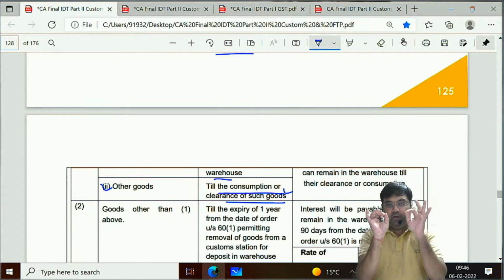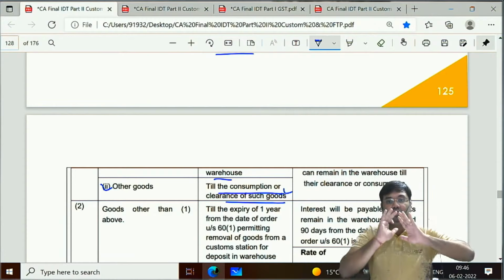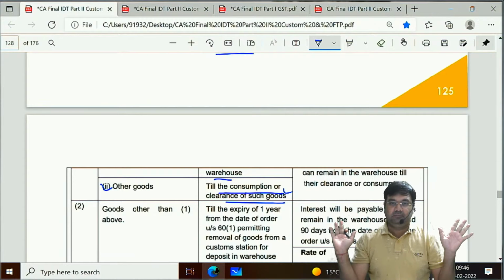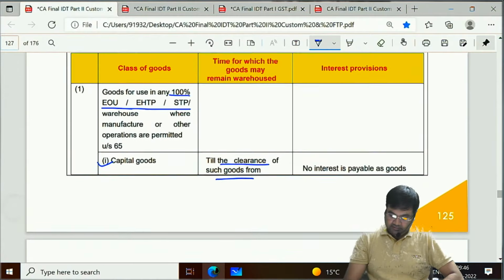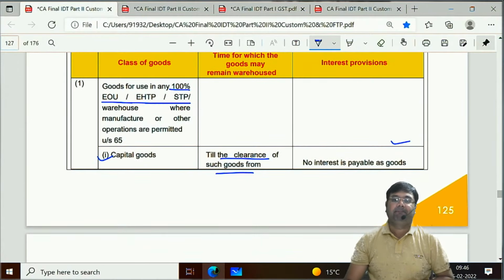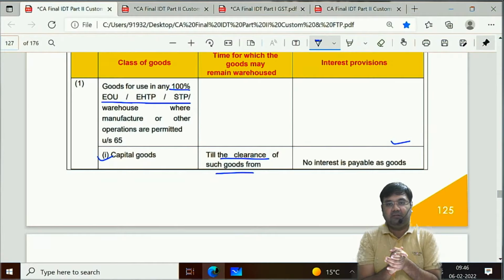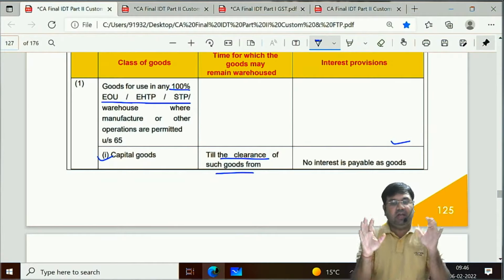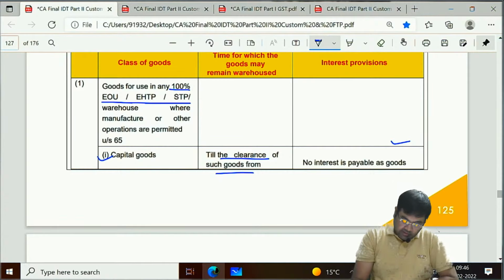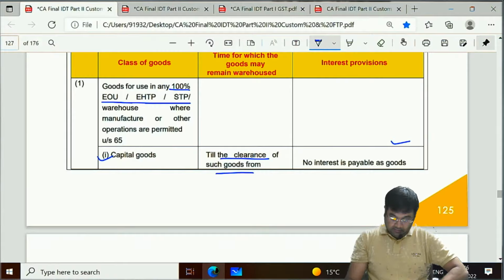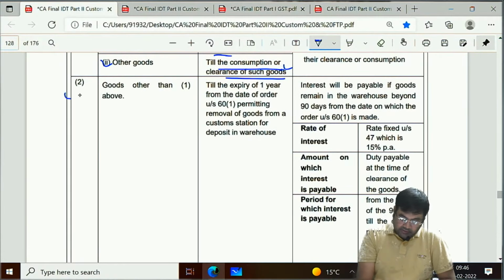So basically for EOU, ESTP, STP, no time period. It can be there for 10 years also and no need to pay interest. No time period for keeping the goods in the warehouse and no need to pay interest, if the importer is EOU, ESTP, STP. Now what is going to be for other importers?